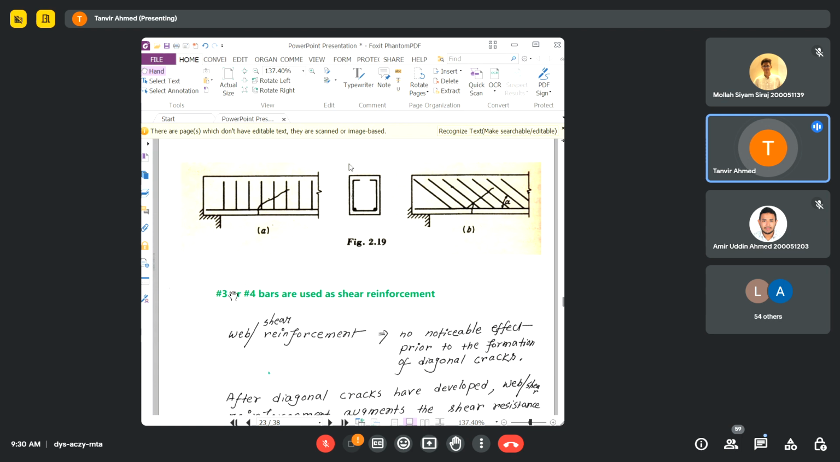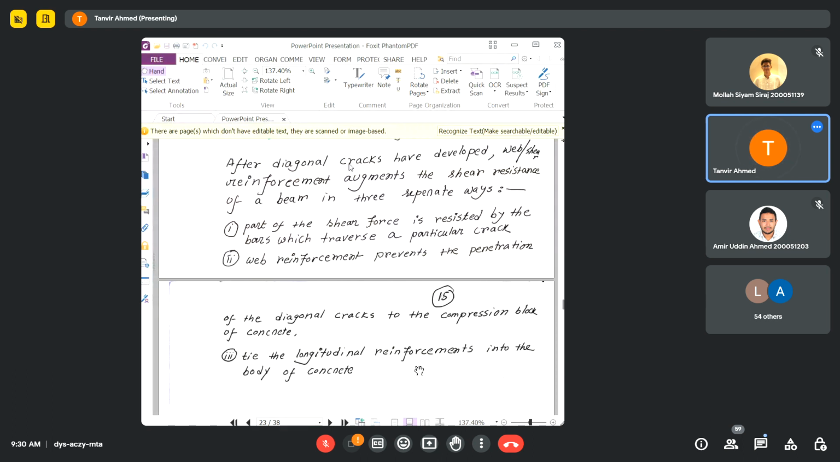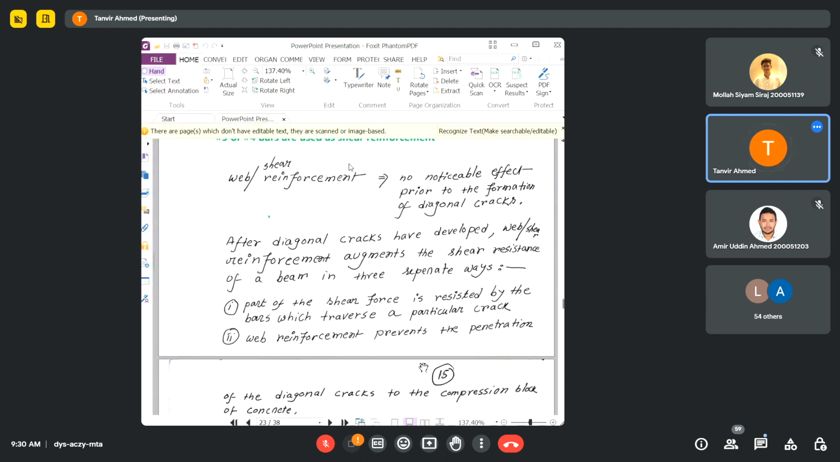Normally the shear reinforcement or stirrups we use are number 3 or number 4 bars. Okay, normally we use number 3 or number 4 bars.